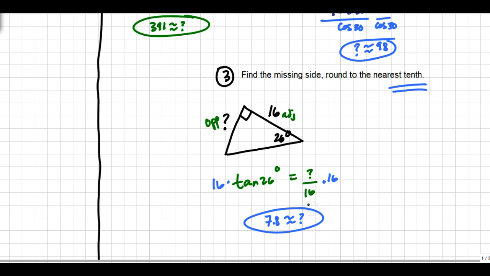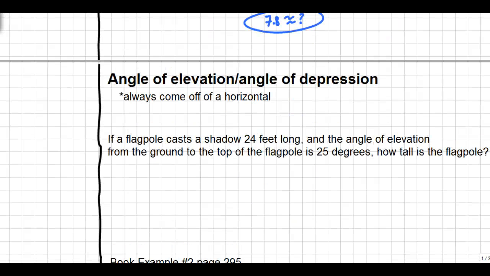So students have now had a chance to see a sine, cosine, and tangent problem. That's the basics of SohCahToa. Now let's get into some word problems.